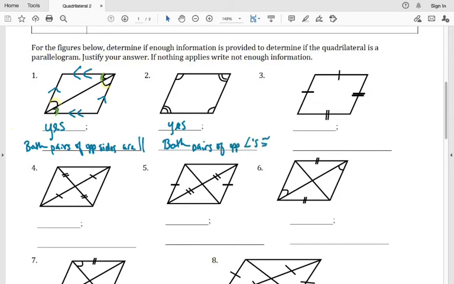Okay, on the next picture, we would say no. You don't have opposite sides congruent. You have consecutive sides congruent. So we'd say opposite sides are not congruent. Okay, on the next picture, we would say yes. And that's because diagonals bisect each other.